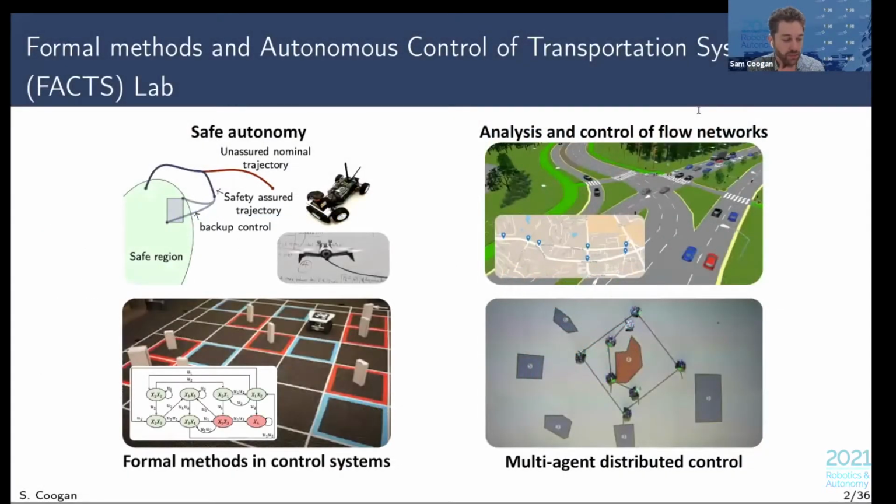So let me tell you a little bit about broadly what my research group does at Georgia Tech. We call ourselves the Formal Methods and Autonomous Control of Transportation Systems Lab. My background is control theory. Broadly speaking, we apply controls and control theory to problems in autonomous systems. We're typically motivated by the application domain of transportation, but the work we do tends to be more on the theoretical side. For example, we apply our tools to multi-agent distributed control problems, to analysis and control of flow networks, and problems in formal methods and control systems.